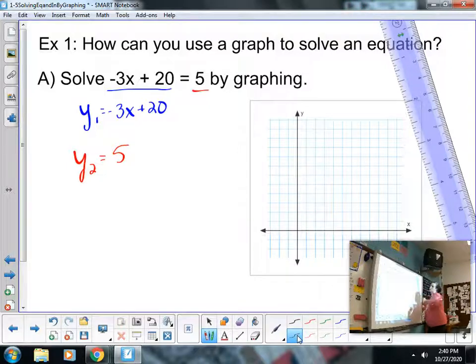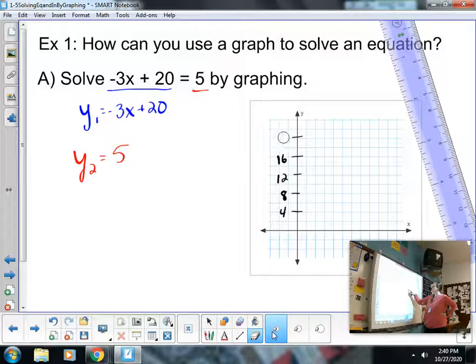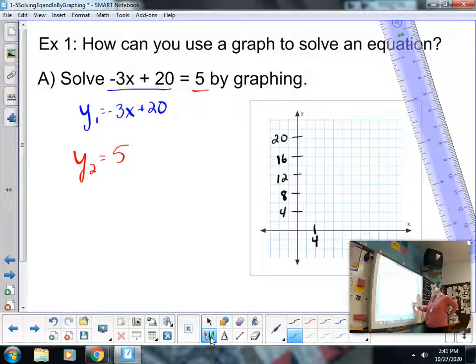Because I do need to go up to 20 for the y-intercept for y1, I'm actually going to count by 2's. However, I'm only going to label every 4 on my graph. And let's try that again. There we go. The same thing on the x-axis. I'm counting by 2's, but I'm going to label every 4.